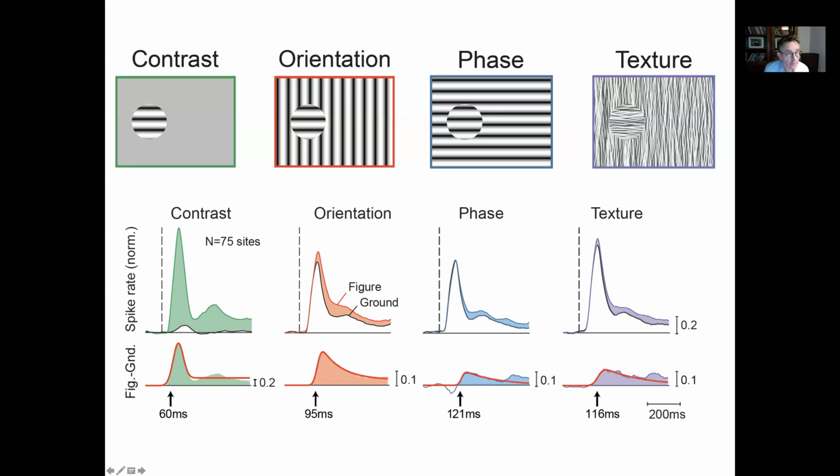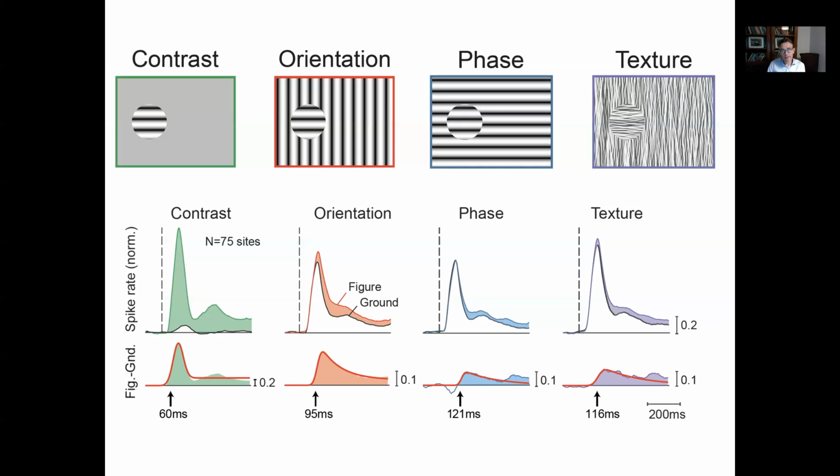You can then look at the latency of these activity differences. The contrast-defined stimulus elicits activity after 60 milliseconds, basically the latency of the visual response. But the extra spikes elicited by an orientation-defined stimulus happen after about 95 milliseconds, and for a phase-defined stimulus a little bit later, which is also true for the texture-defined stimulus. Okay, so we basically find the same neural correlates as we saw in monkeys.